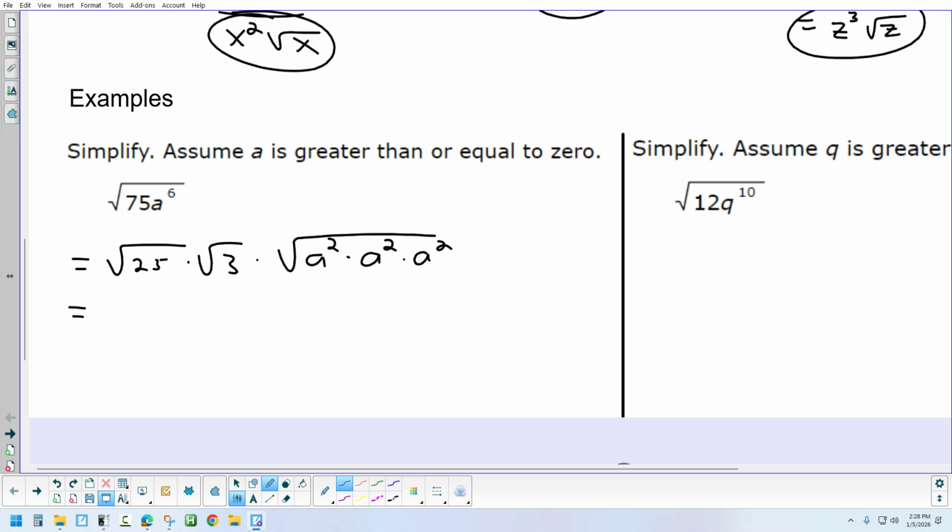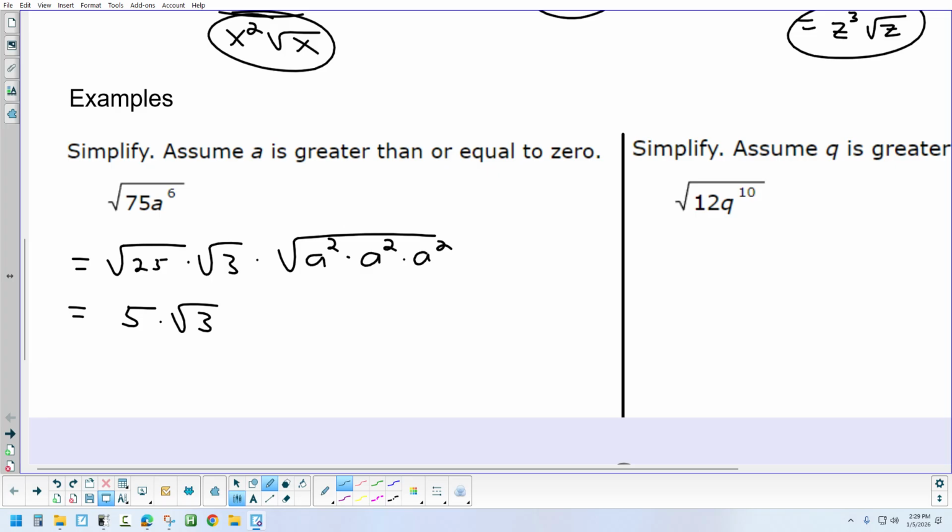What's the square root of 25? 5. There's no more square root there because you took the square root and you got a 5. Square root of 3, can we simplify that? Can we take the square root of 3 in our head? No. According to the principle, if it's an emergency, yes. If not, then no. So I'll let you decide if it's an emergency.